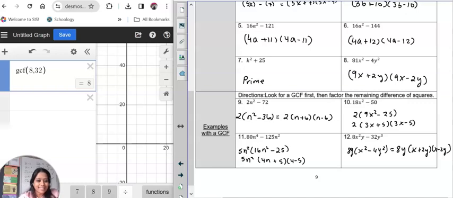Alright guys, so that's how you factor if you happen to have two perfect squares with a minus sign in between.